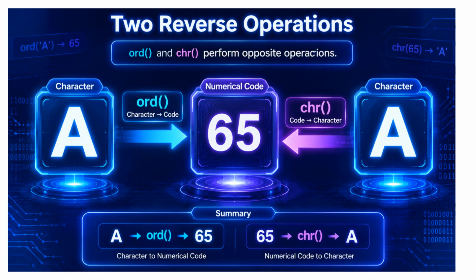Now we can see how ORD and CHR work together. These two functions perform opposite operations. The ORD function converts a character into a numerical code. For example, the character A becomes 65, so ORD A returns 65. The CHR function does the reverse. It takes the numerical code 65 and converts it back into the character A, so CHR 65 returns A. Remember this simple rule: ORD, character to code; CHR, code to character. They allow us to move easily between characters and their numerical codes.